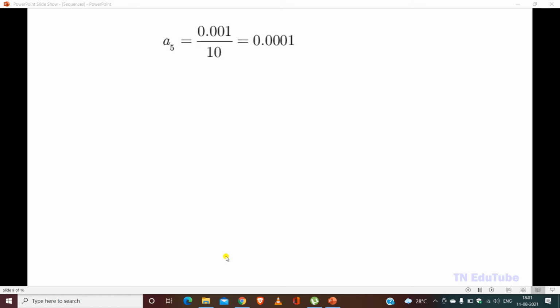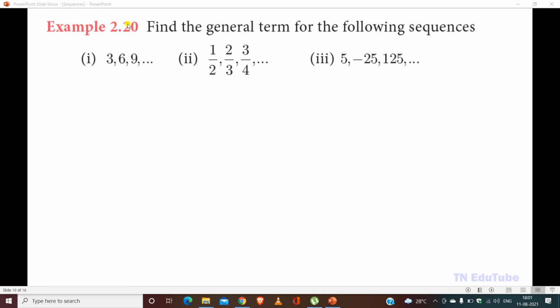0.001. Then A5 is 0.00, 3 zeros and 1. Then A6, 4 zeros and 1, like that. Then next example, find the general term of the following sequences. Nth term or general term.